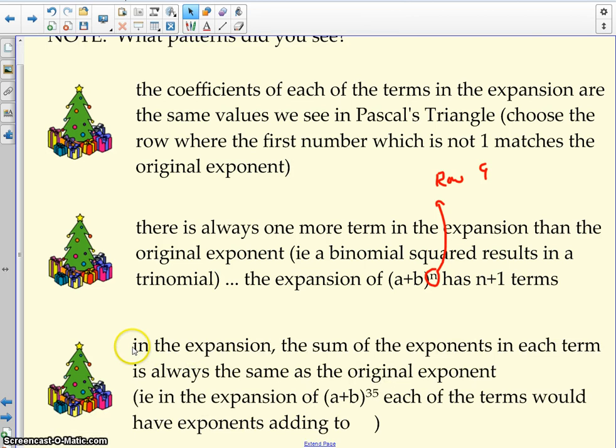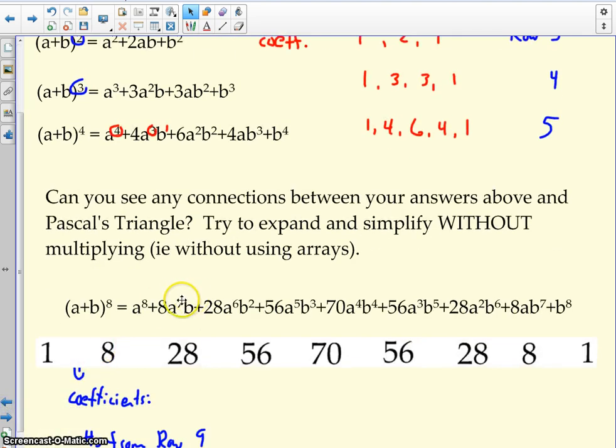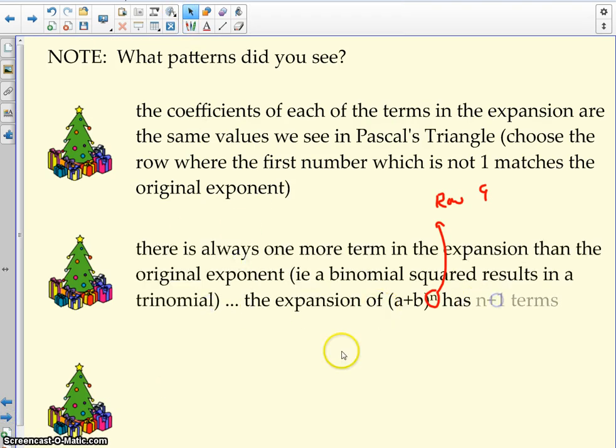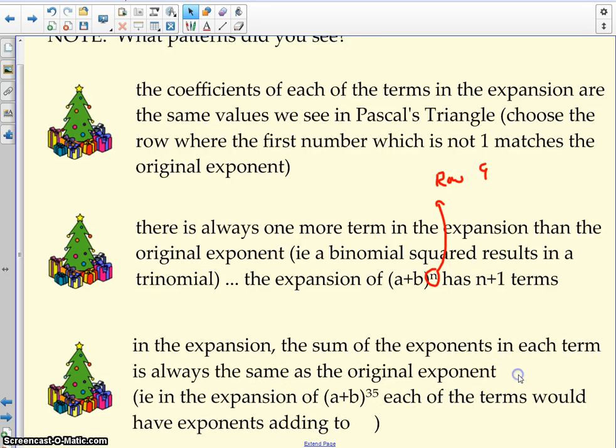And last but not least, the sum of the exponents in each term is always the same as the original exponent. So let's take an extreme example, an exponent of 35. Each of the terms would have exponents adding to 35. And we saw that here with this long expanded one. Every single term, if you look at all the exponents, 7 and 1 gives us 8, 6 and 2 gives us 8, 5 and 3 gives us 8, and so on. The sum of the exponents in each term should equal the original exponent. So that's all of it put together: patterns that help us expand things a little bit faster.